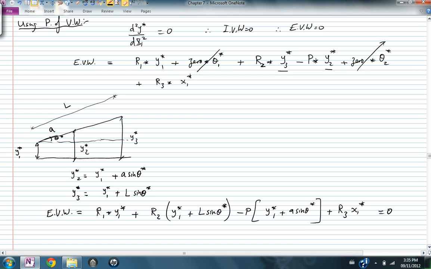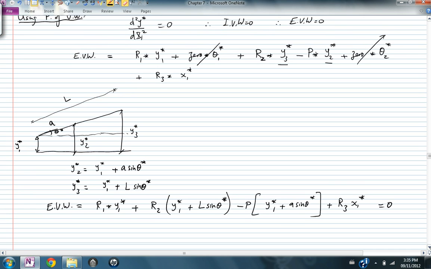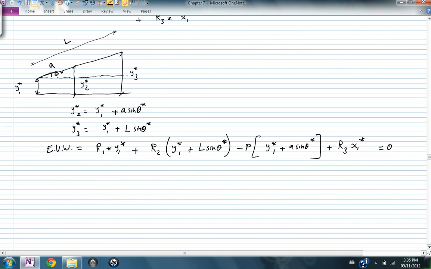Now I'm going to group this according to the starred quantities. I want to find what's the multiplier of y star 1. You're going to find R1 plus R2 minus P. What's the multiplier of sine theta star? R2 L minus P A. What's the multiplier of x1 star? It's R3.